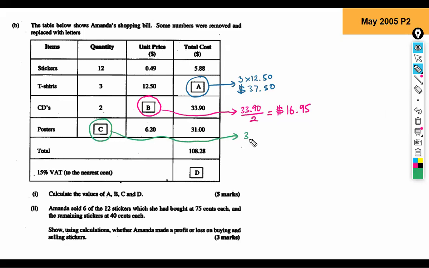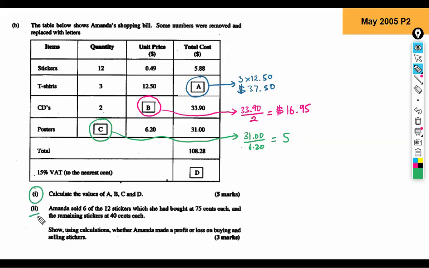And the C is also going to be a division question. Easy stuff. $31, you don't have to write any zeros, divided by 6.20. 31 divided by 6.2 is 5. All right, so that's pretty easy. I think most people got this one out of the way.